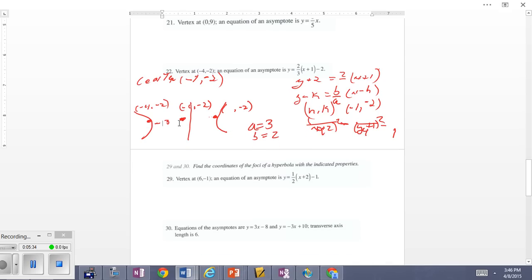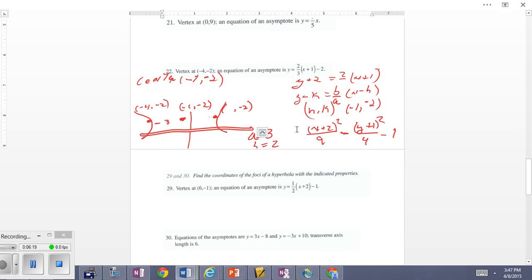So there's my center, which was determined, as we saw, from here. The distance from the center to the vertex, from -1, -2 to -4, 2, is 3 units, which places my A value at 3. Because it is opening left and right, my A value is associated with the x term. I have to bring that back so I can line these things up.